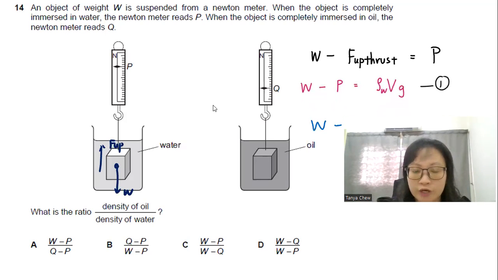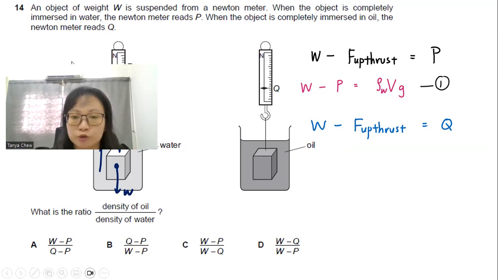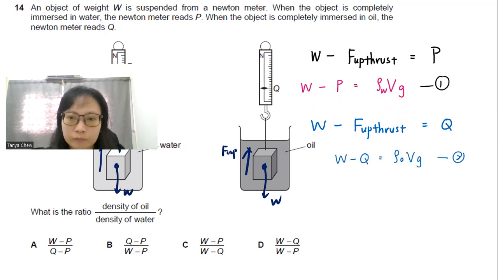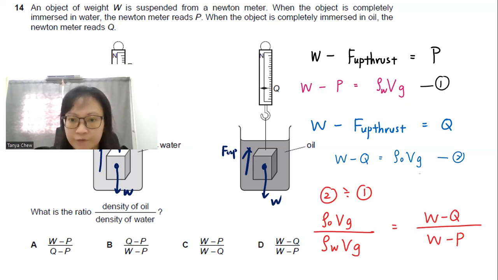And for Q, the reading is W minus the upthrust, because there is also the weight of the object acting downwards, and the upthrust force by the oil is equal to Q. W minus Q is equal to rho o Vg, where o means the density of the oil. Now I just take the second equation and divide by the first equation: rho oil Vg divided by rho w Vg is equal to W minus Q over W minus P. Now you can cancel the V and the G. So this is the density of the oil to the density of the water, W minus Q over W minus P. The answer is C.